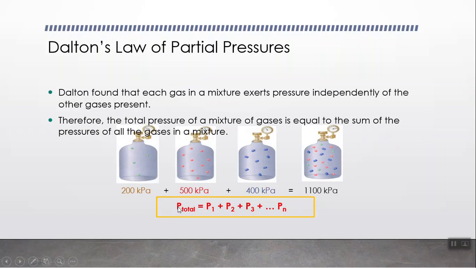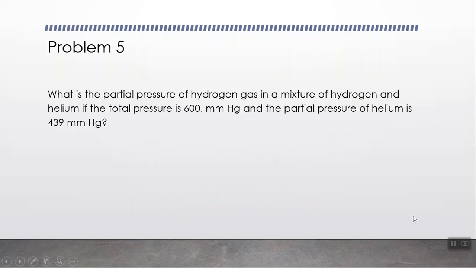So to put it into a formula, we have the total pressure is equal to the pressure of gas 1 plus pressure of gas 2 plus pressure of gas 3, and it could be more than that, depending on how many gases you might be given. So let's take a look at our first problem.